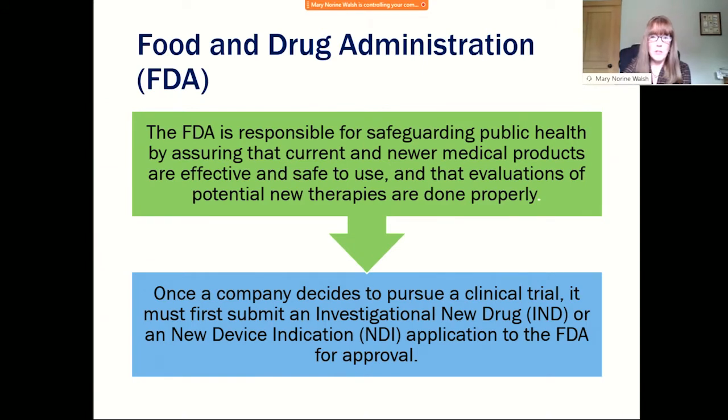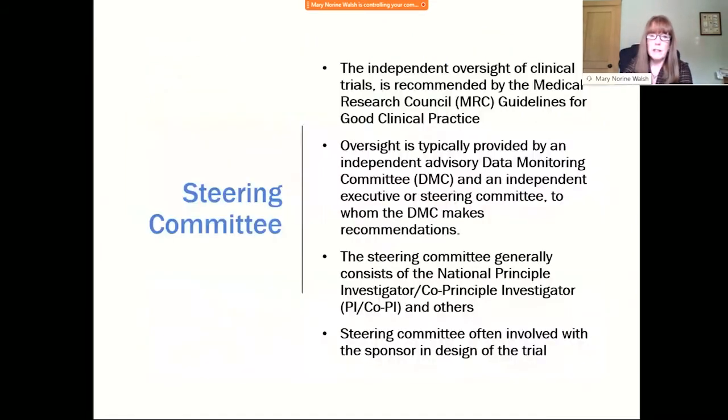So the FDA, as you know, is responsible for safeguarding public health by assuring that current and newer medical products are effective and safe to use. Once a company decides to pursue a clinical trial, it has to first submit an IND, that's investigational new drug, or if it's a new use, they have to submit that to the FDA as well. And then for devices, it's an IDE, as I already stated. So what about the steering committee of a trial?